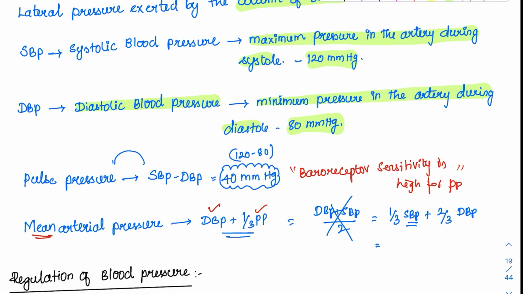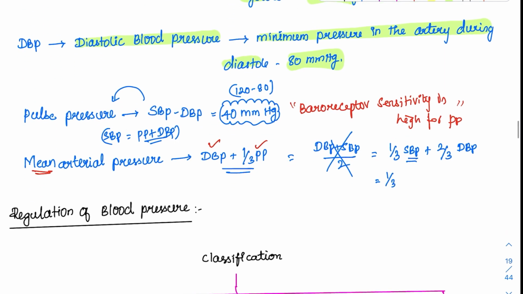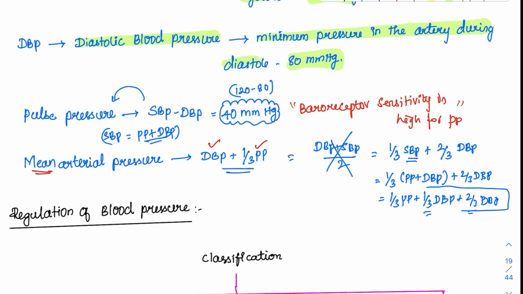See this equation. Here I can convert the systolic blood pressure: systolic blood pressure is equal to pulse pressure plus diastolic blood pressure. So instead of systolic blood pressure here, I am just going to substitute it. Let's substitute and see. 1/3 of pulse pressure plus diastolic blood pressure, plus 2/3 of diastolic blood pressure. That is 1/3 of pulse pressure plus 1/3 of diastolic blood pressure plus 2/3 of diastolic blood pressure. 1/3 and 2/3 is 3/3, which is diastolic blood pressure. So this will be our diastolic blood pressure plus 1/3 of pulse pressure. So that is the end formula.